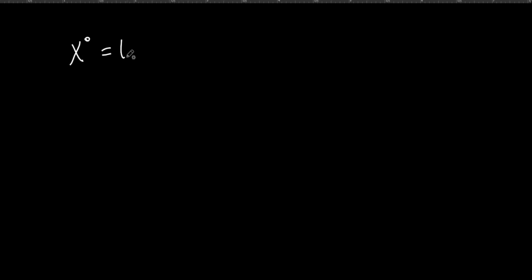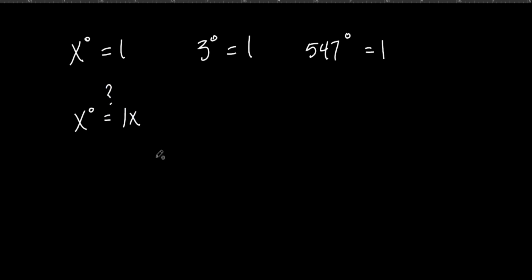Anything to the 0 power is a 1. What if I had 3 to the 0? It's 1. What if I had 547 to the 0 power? It's equal to the number 1. A lot of people get this mixed up. I had a lot of people do this last year. I had x to the 0, and they say that's 1x. Is it 1x? No, it's just the number 1. It's just the number 1.